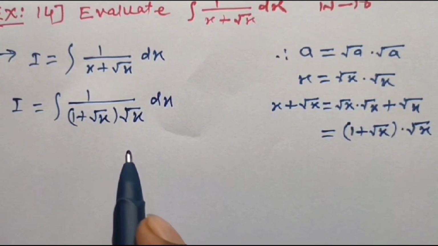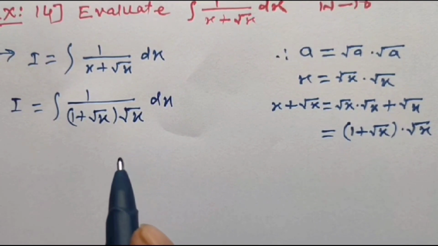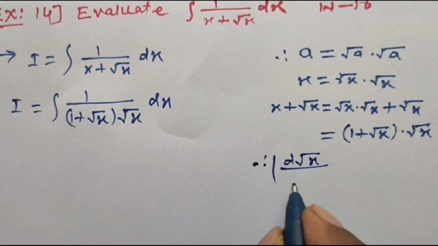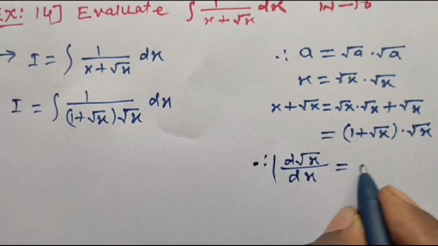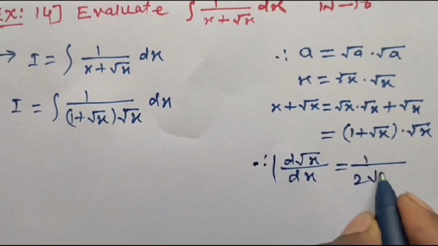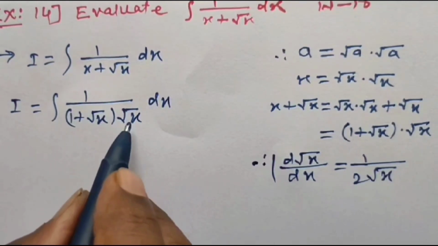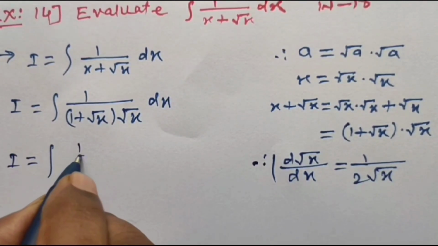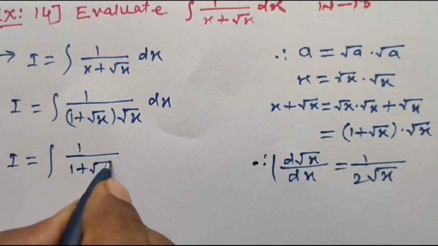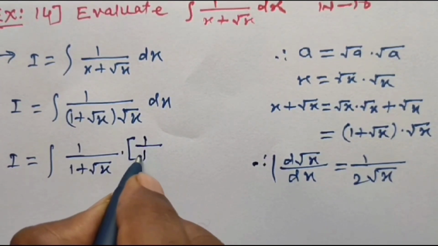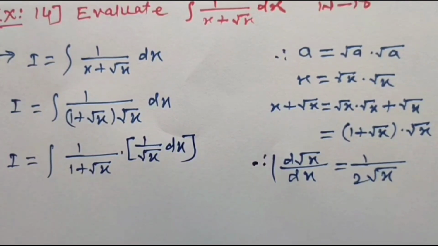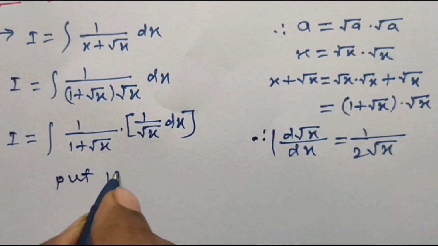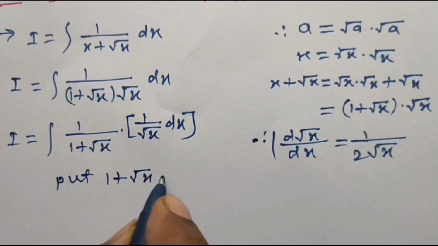You know the derivative of root x is 1 upon 2 root x. Since we know this formula, the derivative of root x with respect to x is equal to 1 upon 2 root x, you can club 1 upon root x and dx. Hence I is equal to, we can write, 1 upon 1 plus root x into 1 upon root x, integral with respect to x, like this. Use substitution for 1 plus root x. 1 plus root x is equal to t.